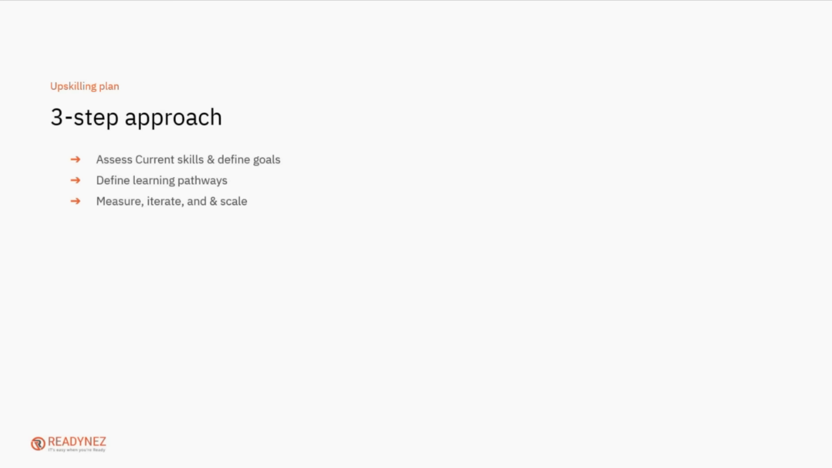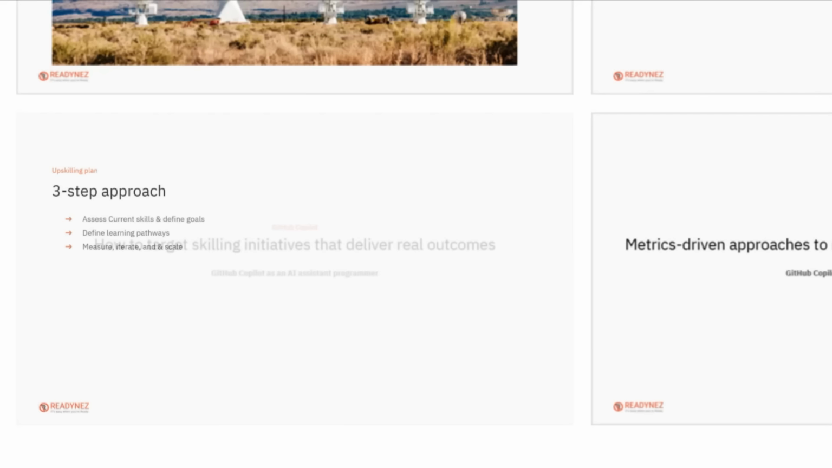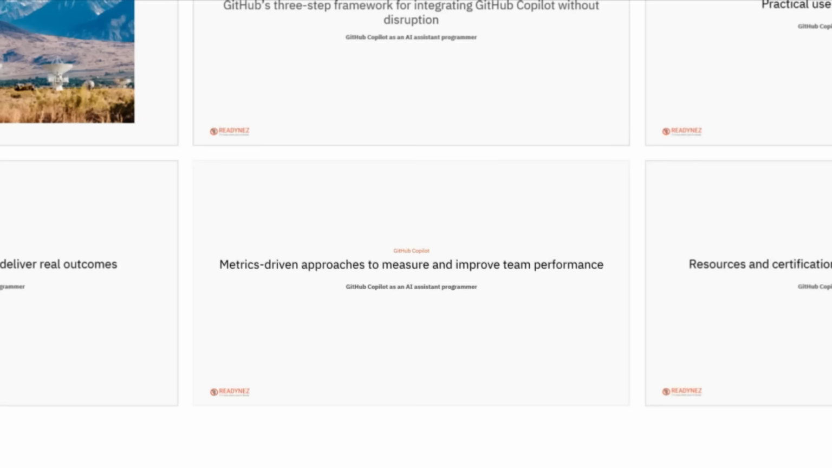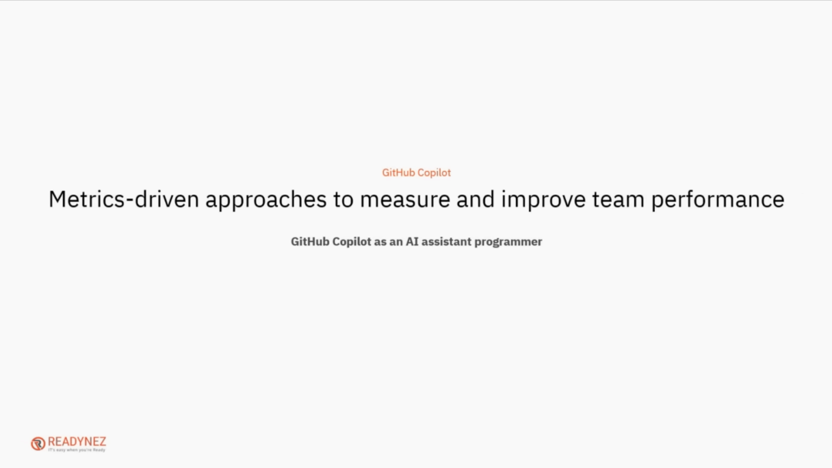Track adoption, track some other metrics you want to, but don't go too far. And then refine and iterate to make it better. And then scale out to the rest of your organization. So it's really just the SSP in a slightly different way. So let's have a look at some of these metrics that I mentioned.